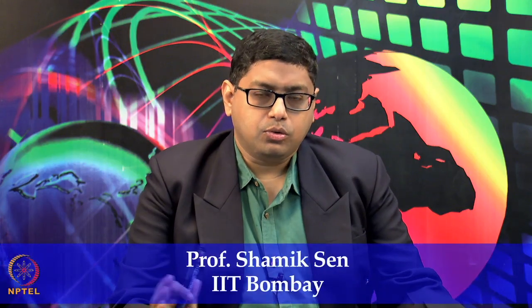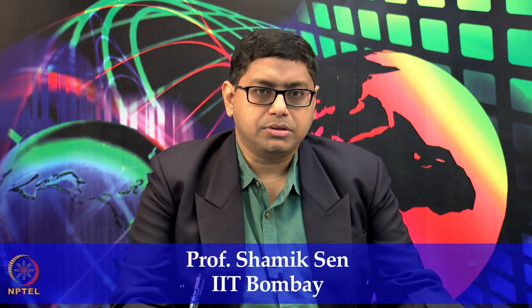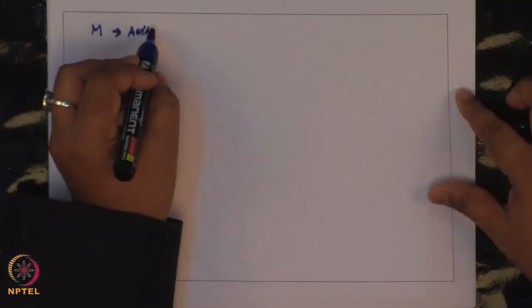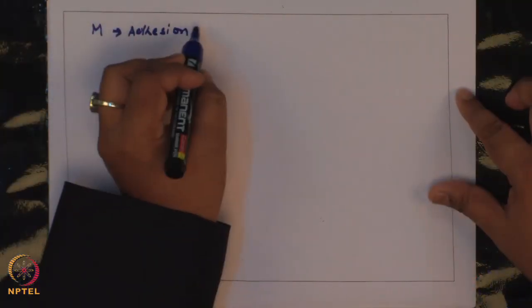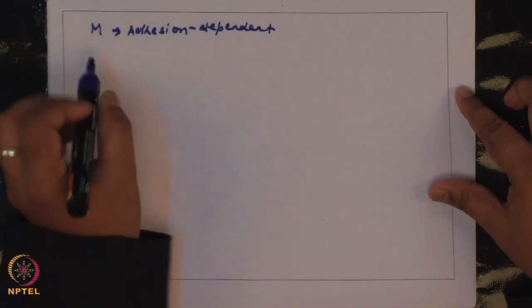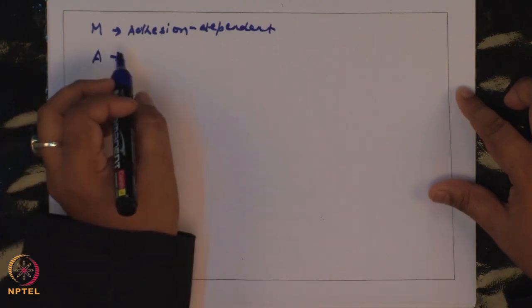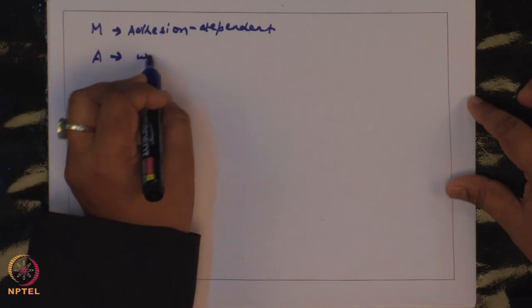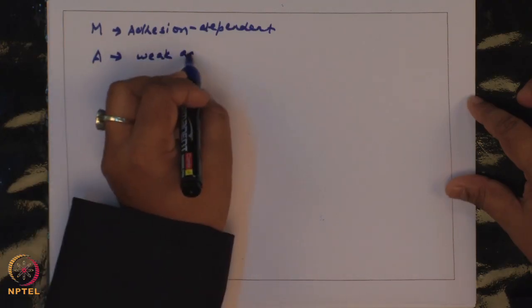Hello and welcome to today's lecture of Introduction to Mechanobiology. In the last two lectures I spoke about two different modes of migration and introduced amoeboidal migration. So, you have mesenchymal migration, which is adhesion dependent. You have amoeboidal migration, which requires weak adhesions or no adhesions.